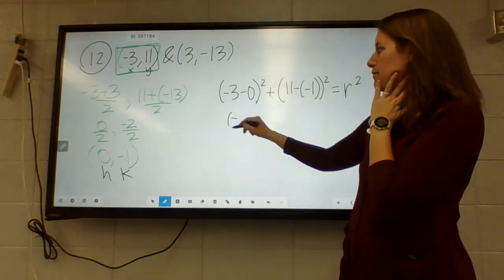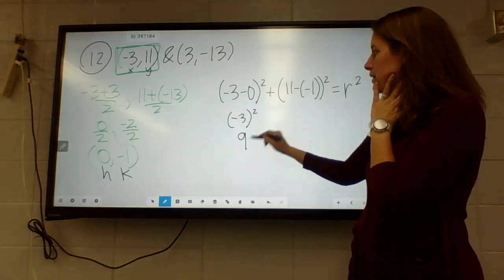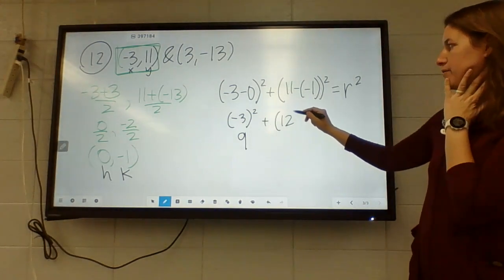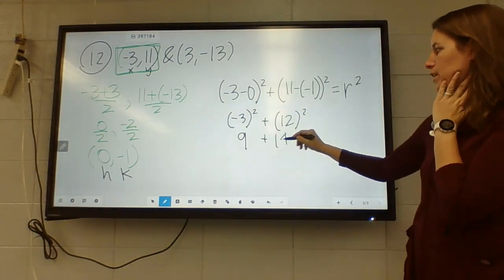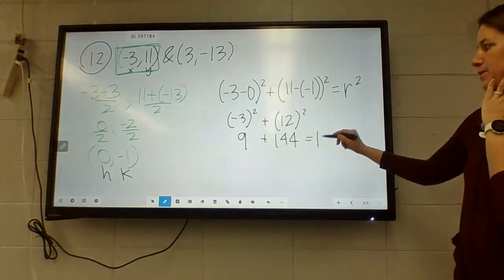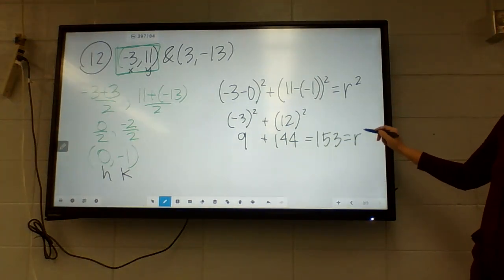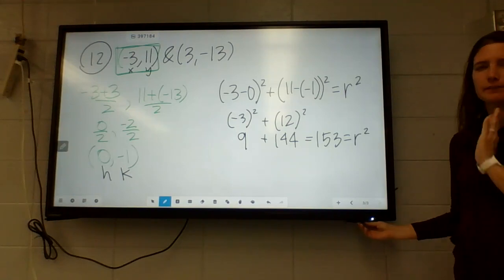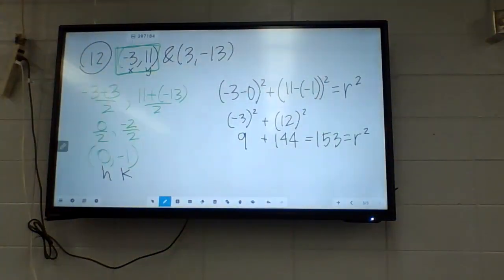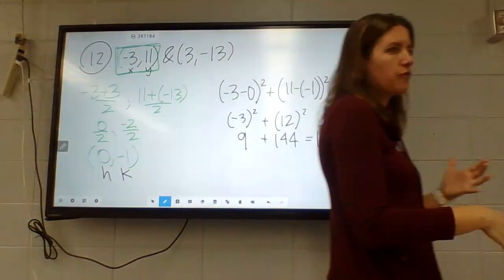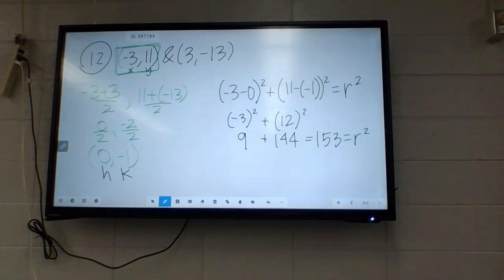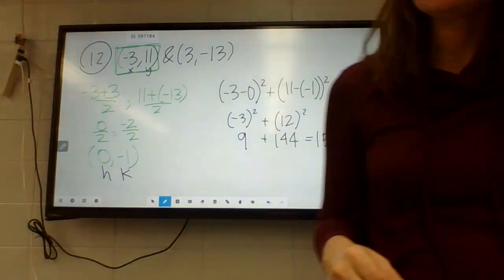So this becomes negative 3 squared, which is 9. This is 12 squared, which is 144. So that equals 153, right? Yeah. Okay. And then you just take your vertex, your h and k, and then your radius and put them back together again. So we don't really need to find the square root of 153. We can leave it that way because it goes into the formula that way. Right? Is this okay? All right.